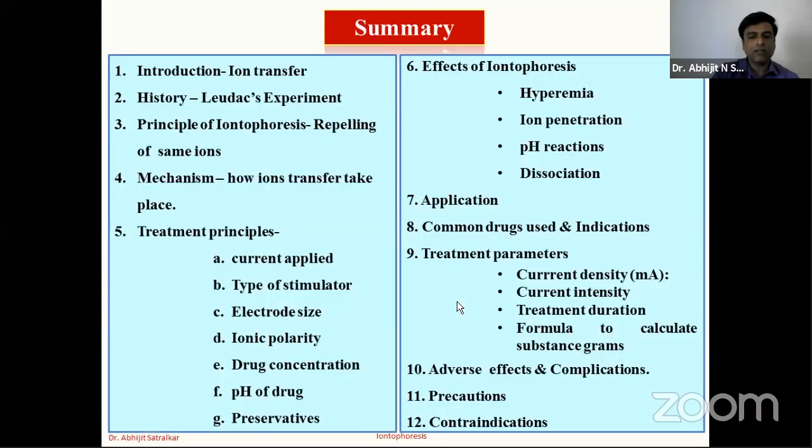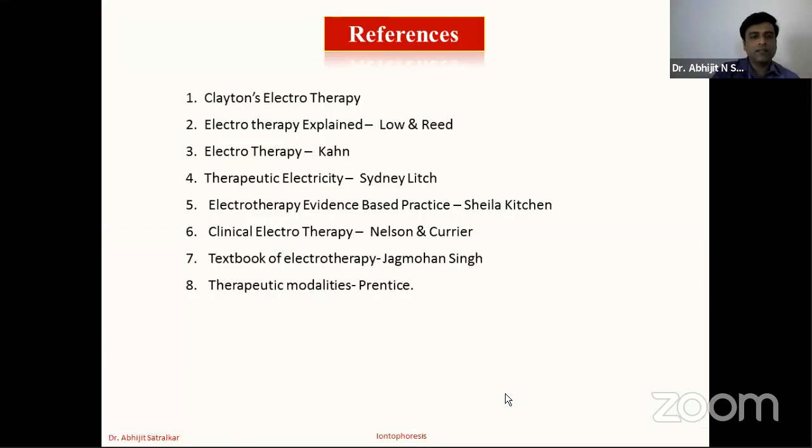Now, we will just summarize what we have studied in today's lecture. We saw what we mean by ion transfer, the Leduc experiment of the potato and the rabbit. The mechanism, how ion transfer takes place. Treatment principles we saw: current applied, type of stimulation, electrode size, ionic polarity, drug concentration, pH of drug, preservatives, effects of iontophoresis, hyperemia, ion penetration, pH reactions, dissociation. Now application, right? Common drugs used and indications, treatment parameters, current density, current intensity, treatment duration, formula to calculate substance gram. What are the adverse effects and complications, precautions, and contraindications? So these are a few references from where you can read about iontophoresis.